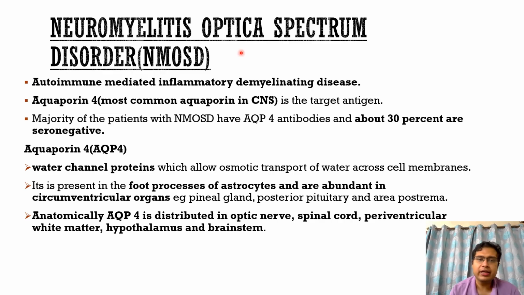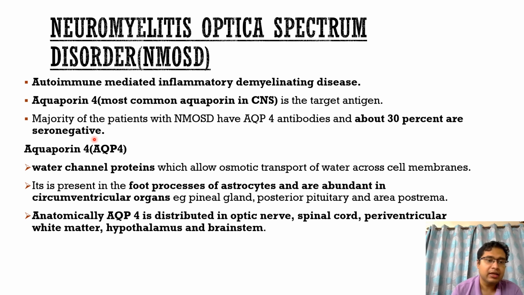So this is actually a case of neuromyelitis optica spectrum disorder, or NMOSD, which is again an inflammatory demyelinating disease, which is autoimmune mediated. And the very important target antigen here, what we have to remember, is aquaporin 4, which is actually the most common aquaporin in the CNS. And it is not the oligodendrocytes or the myelin producing agents. It is actually aquaporin 4.